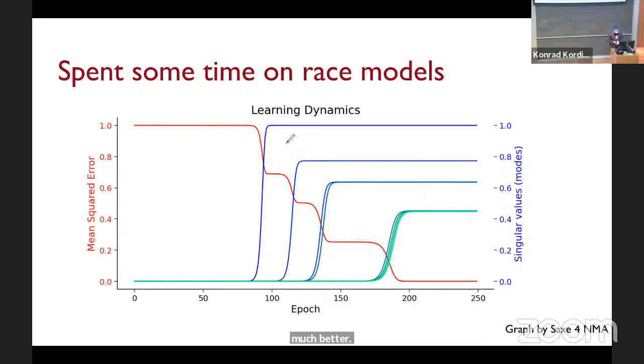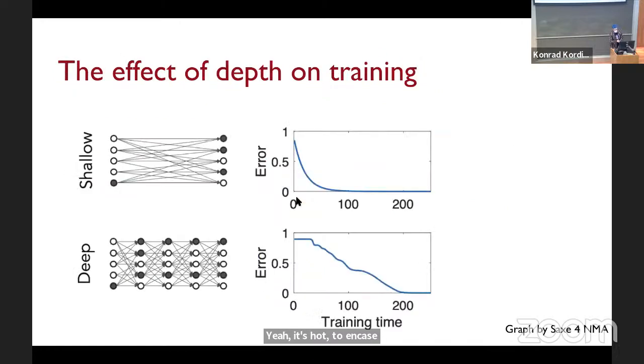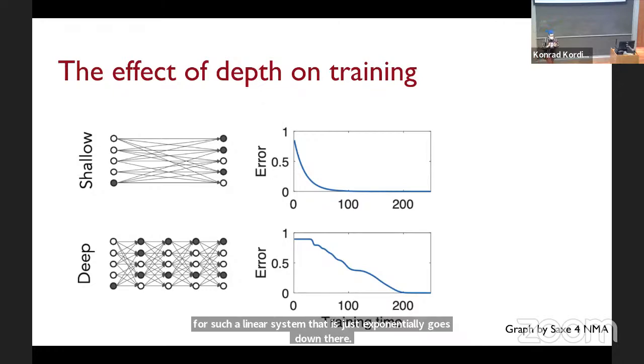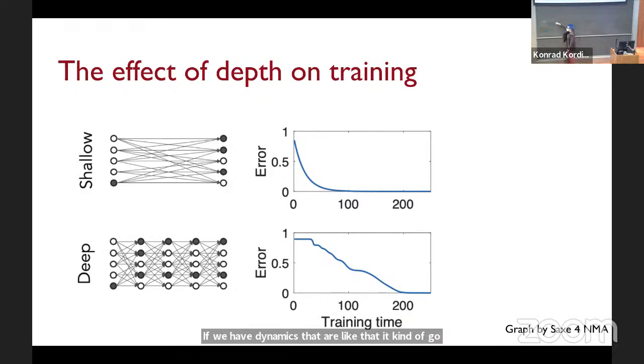Yes, it's hard to, in any case, there's the learning dynamics. Wonderful. Okay, so if we would just have one layer here, then we would have the dynamics that we should expect for such a linear system, that it just exponentially goes down there. If we have dynamics that are like that, it kind of goes in steps. Now, let's be clear where the difference is. With that, I just argued the two of them are identical. But with what I have there, I just said, well, it's exponential. But if this is just linear, why would it be exponential like that?